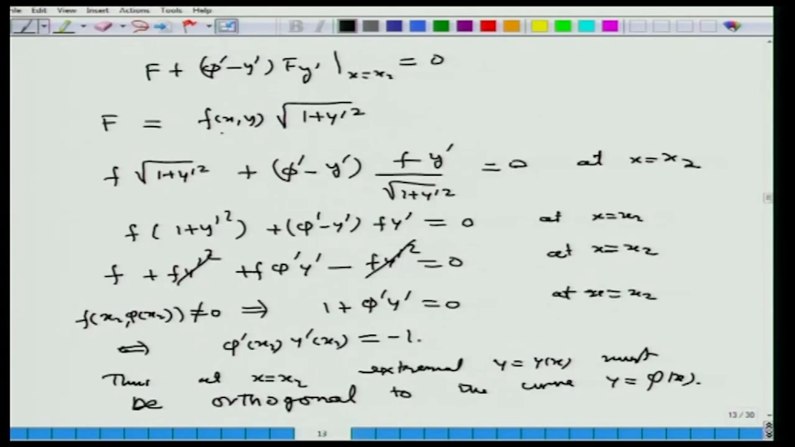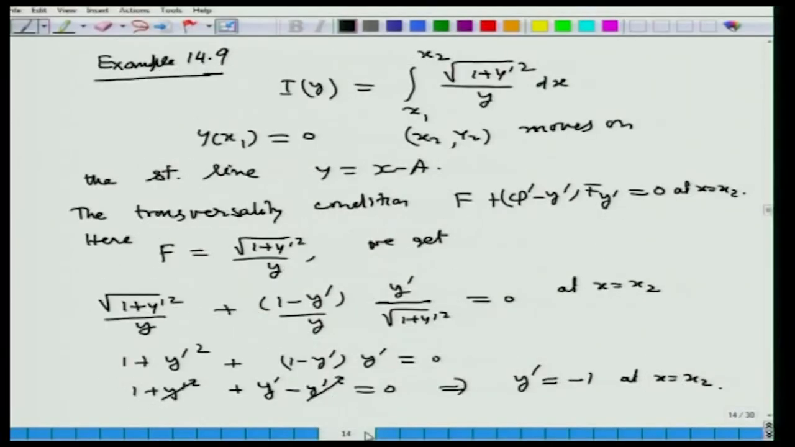Here f is small f times square root of 1 plus y prime whole square, and then finally, we get after simplification that 1 plus phi prime y prime equal to 0 at x equal to x2, which gives us that phi prime at x2 times y prime at x2 equal to minus 1. This is the orthogonality condition. So, the transversality condition reduces to the orthogonality condition here.